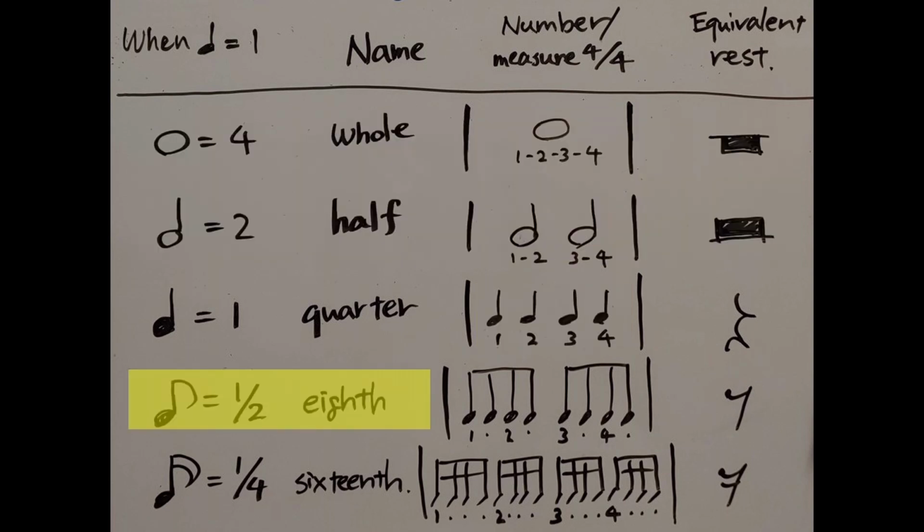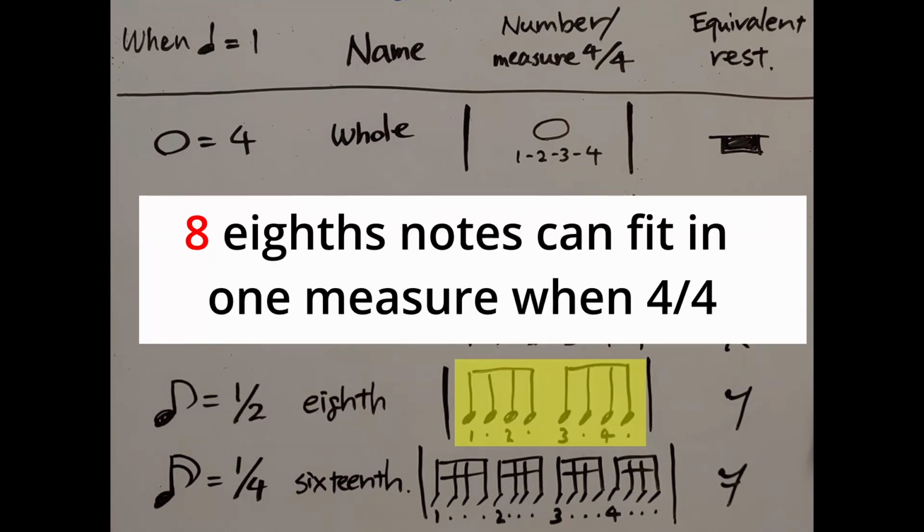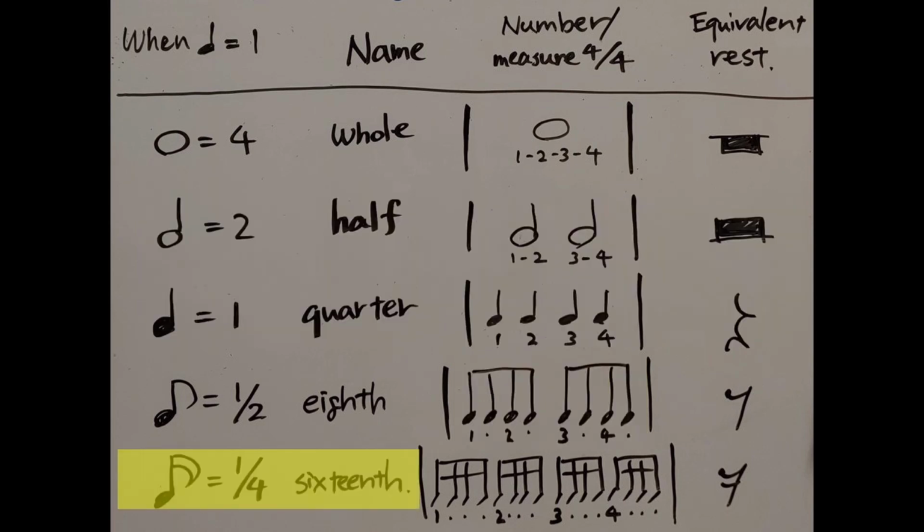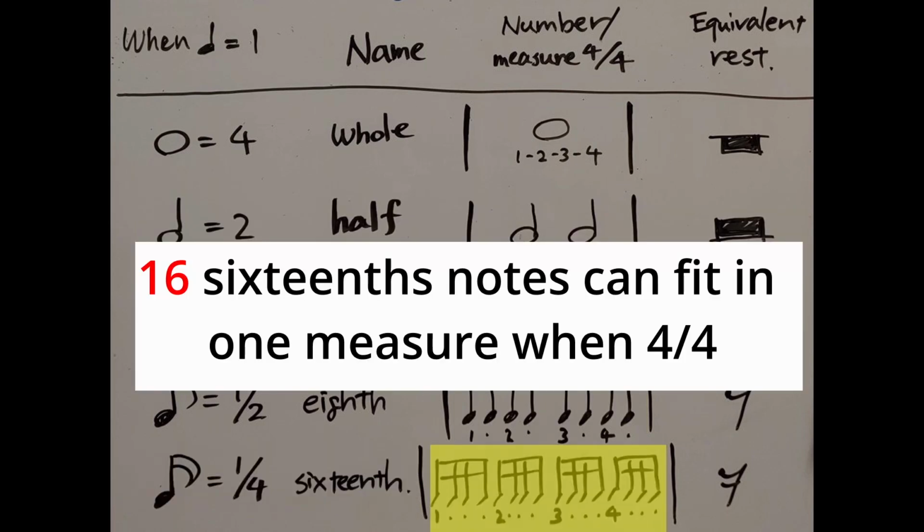When it's an 8th note, it's half of the quarter note, so you can fit 8 of them. 1 and 2 and 3 and 4 and. And when it's 16th notes, you can fit 16 of them in a 4 beat measure. 1 e and a, 2 e and a, 3 e and a, 4 e and a.